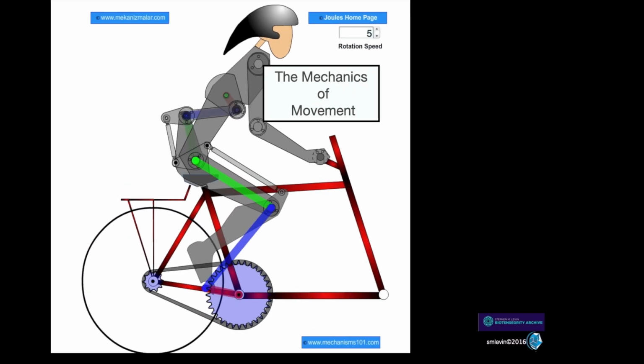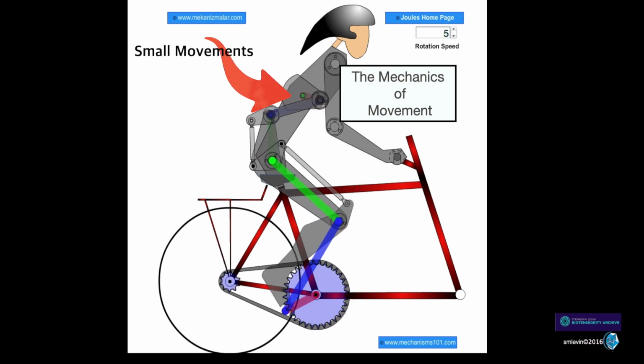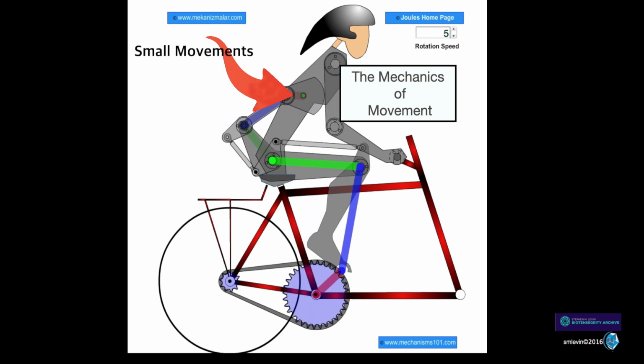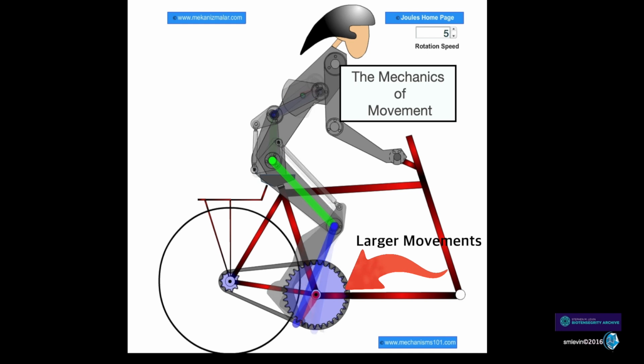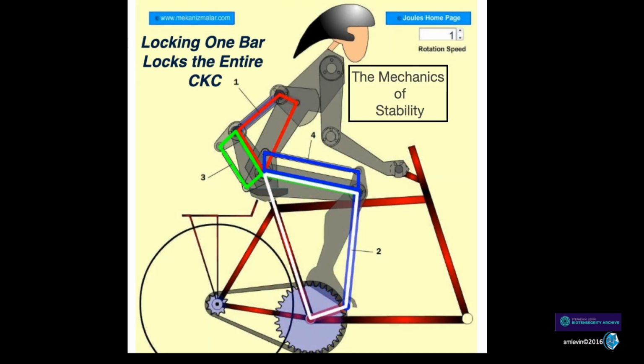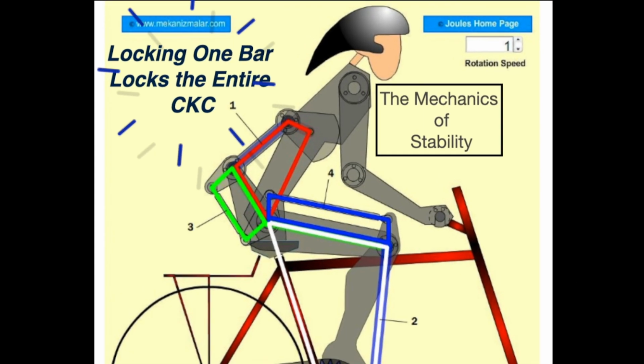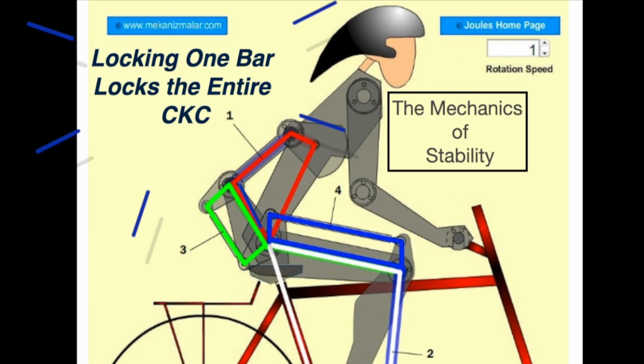This is Jules from Mechanisms 101. As you can see in this theoretical model, small movements at the spine may be generating much larger movements at the periphery, and locking one bar may lock up the whole system. This points out the role of muscles acting as joint restrictors and not just joint movers.